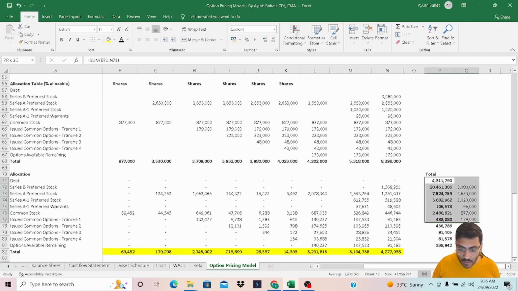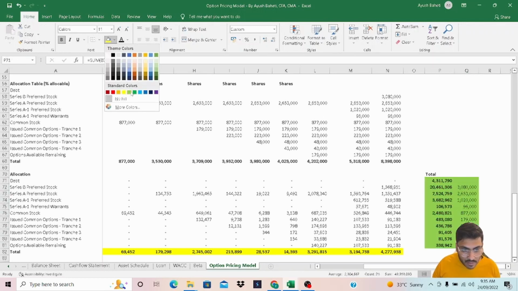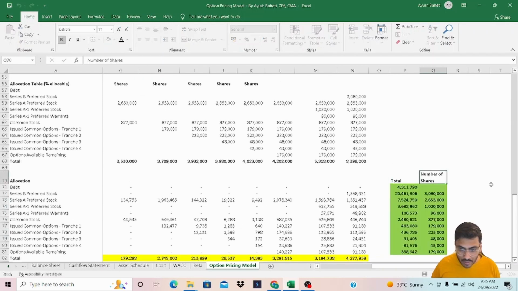These two columns are very important, so I'll highlight in green color. Okay, now to calculate the value per share, all we need to do is the total value divided by number of shares.